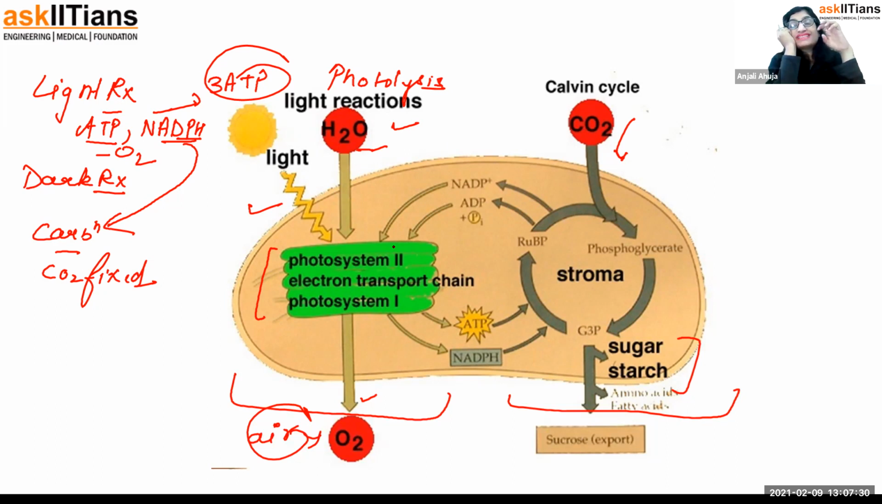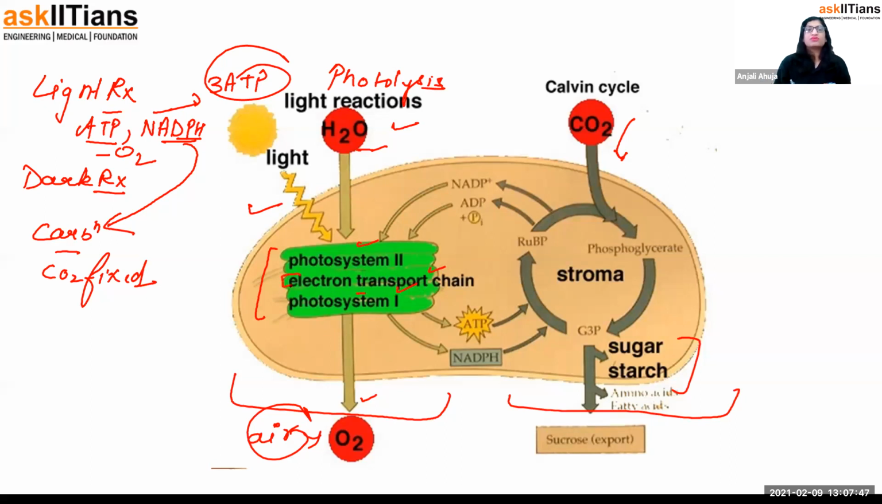They all are present in the thylakoid. A lot of pigment. We call it as photosystem. Photosystem means pigment system, a group of pigment. So here, one group, two group, and a reaction which is known as electron transport chain. It's fine, you want to learn it or not, but it is another reaction.